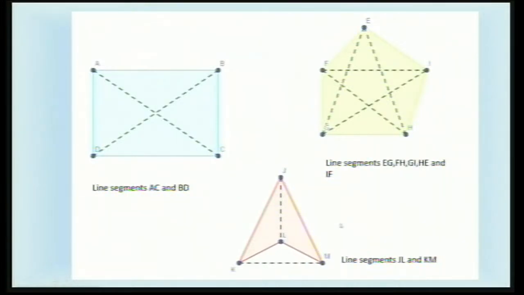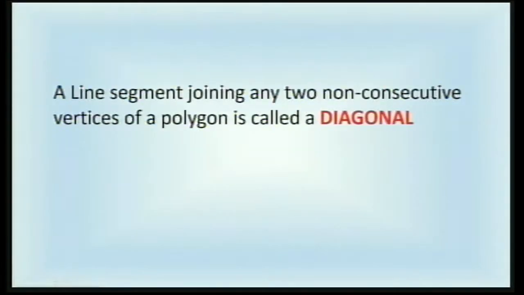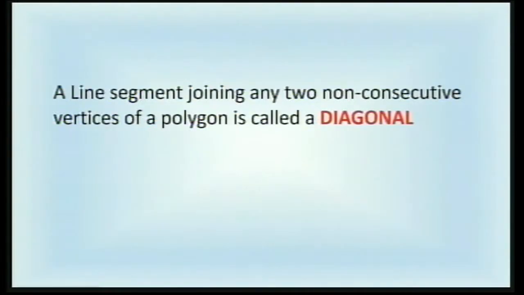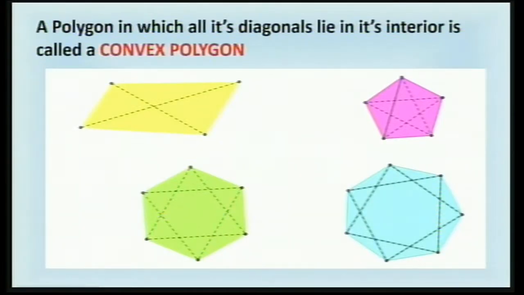Now the line segment that I use to join these two non-consecutive vertices of a polygon is called its diagonal. So what I have drawn in the previous slide are the diagonals of these three figures that I have taken. Now, why is this diagonal important for me? It is so because it will help me in classifying polygons into two major varieties. This we have seen in our concept map also. I was talking about the convex polygon and the concave polygon. Now, what's the difference? The difference is based on the diagonals alone.